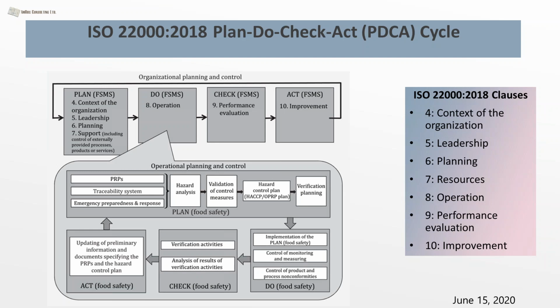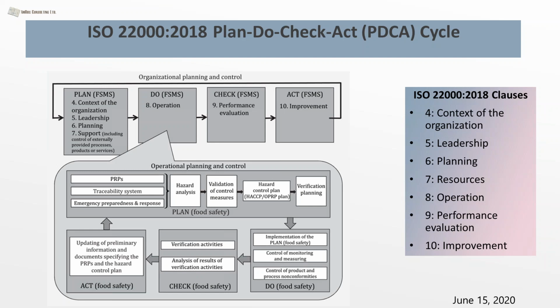The various sections or elements of ISO, and this is identical to most of the other ISOs, are listed on the right-hand side of the screen, namely clauses 4 through 10. The first 3 clauses deal with an introduction, definitions, and so on, but the meat of the ISO requirement is in clauses 4 through 10. The requirements are shown on the diagram, and I want to specifically focus on the operational planning and control part. And as you can see, all of it deals with food safety, all aspects of food safety.